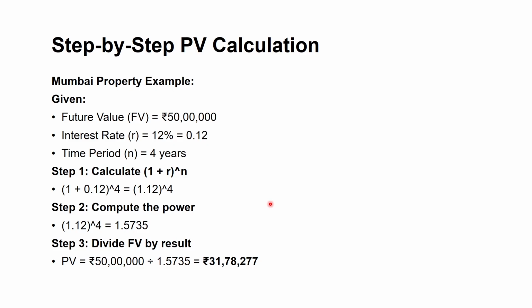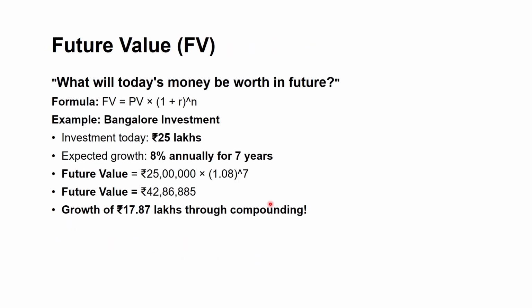Then moving on to step by step calculations of what we just did, and you can see that the calculations are very straightforward, just simple arithmetic of the formula, and we can get this value of 31.78 lakhs. But this information which we received is very powerful, as it can help in taking the right decision about the investment option. Then moving on to the future value concept.